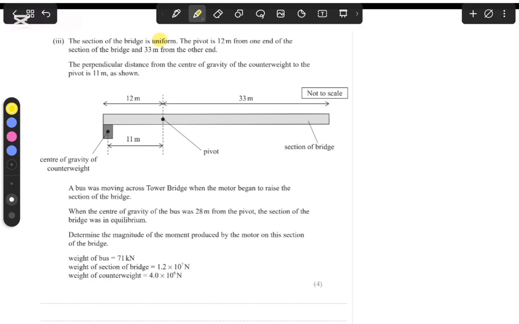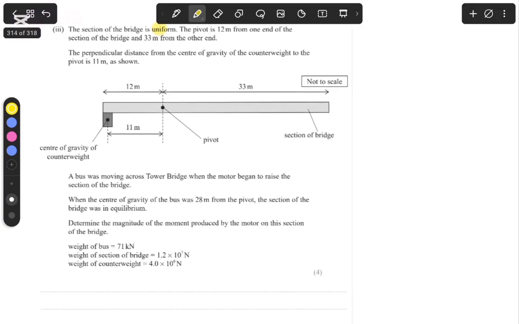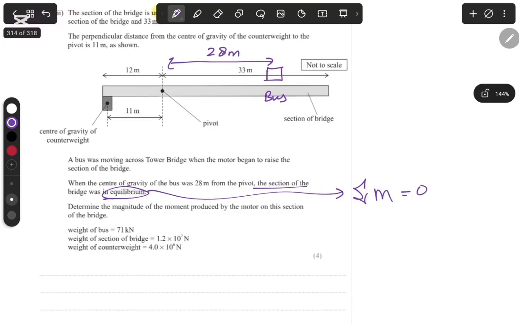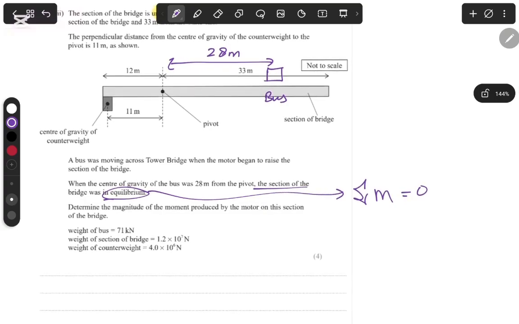Okay. The bus was moving across Tower Bridge when the motor began to raise the section of the bridge. When the center of gravity of the bus was 28 meters from the pivot, so the center of gravity of the bus, so this is the bus, it was 28 meters from the pivot, the section of the bridge was in equilibrium. The resultant moment is equal to 0. And then it says to us, determine the magnitude of the moment produced by the motor on this section of the bridge.